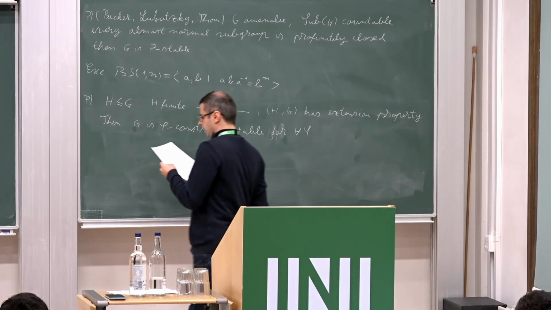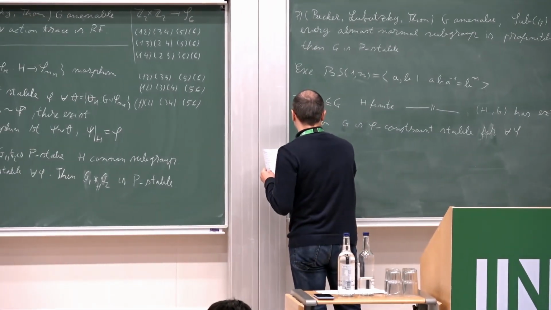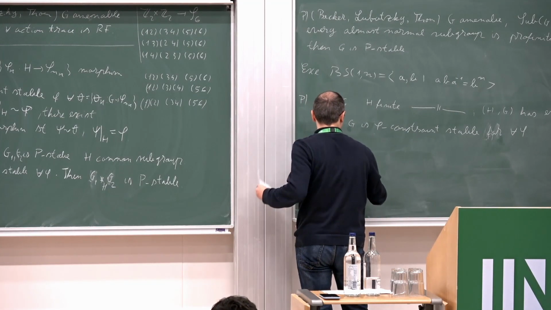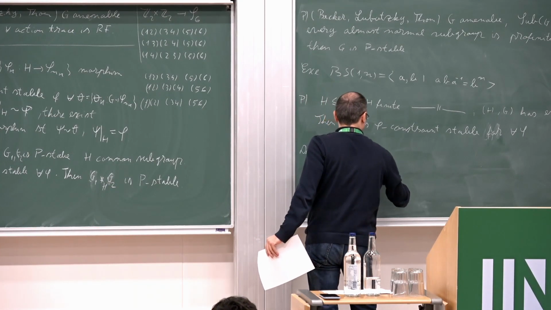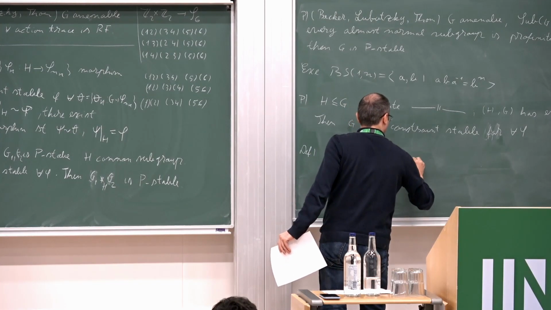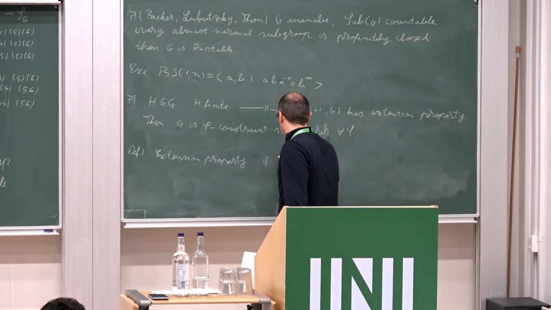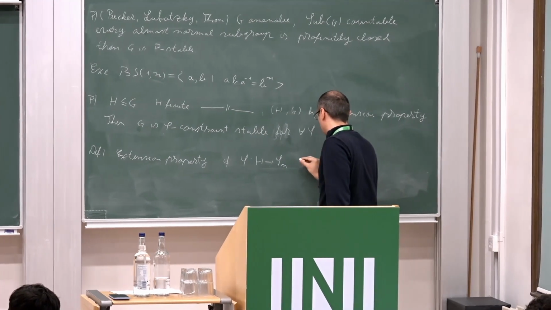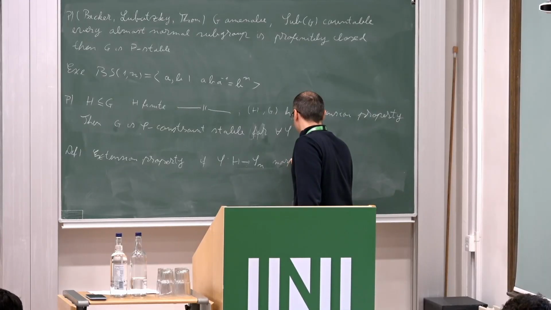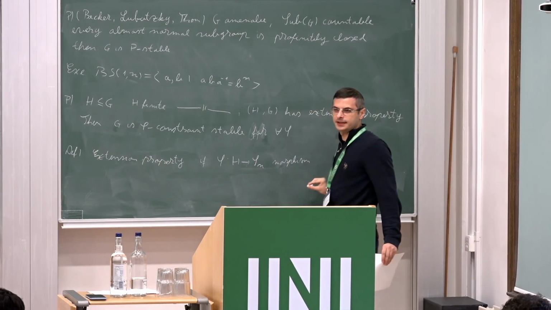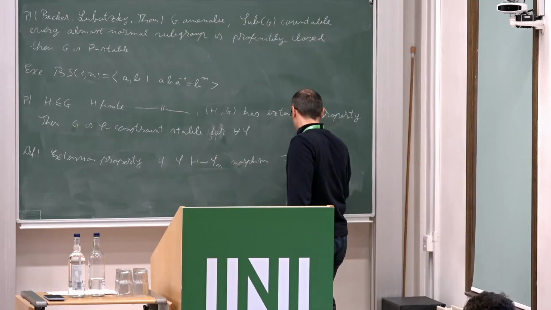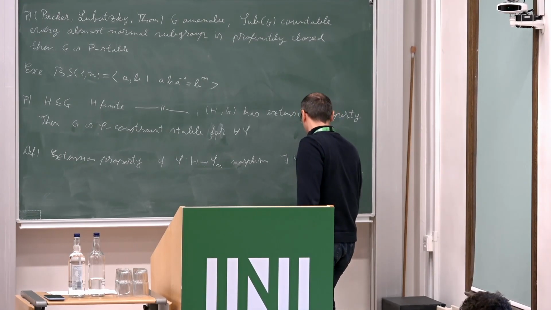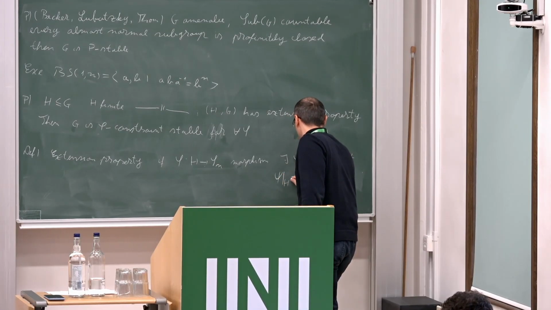So the extension property means just that if you have phi, a morphism from H into a symmetric group, so that is just one morphism, this can be extended to G. There exists psi, a morphism of G, such that psi restricted to H is equal to phi.